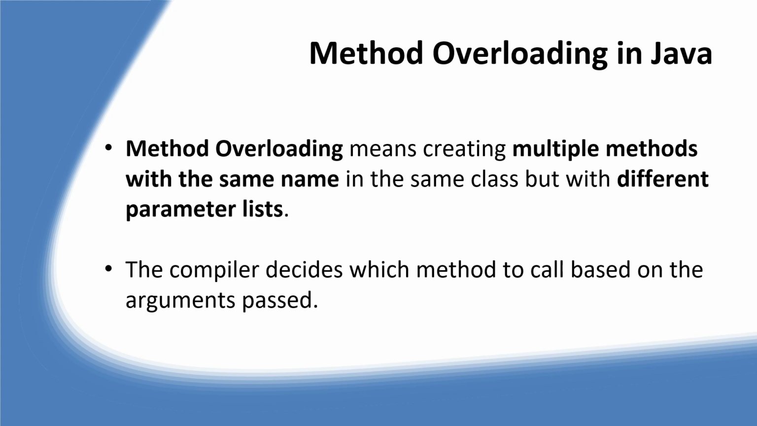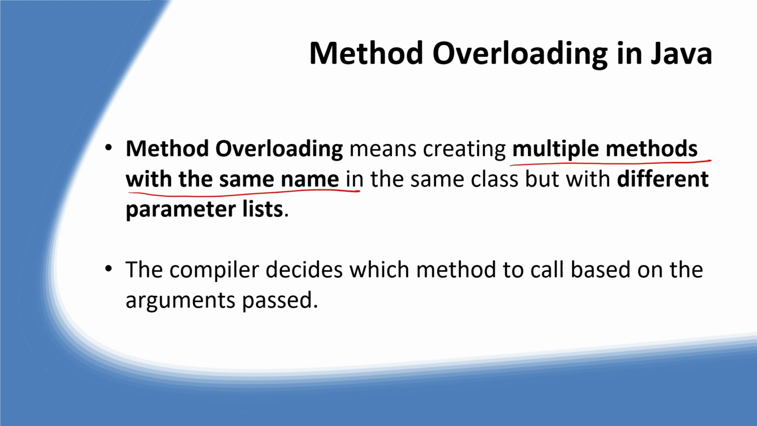Method overloading means creating multiple methods with the same name in the same class but with different parameter lists. Method overloading allows us to use the same method name for different tasks.